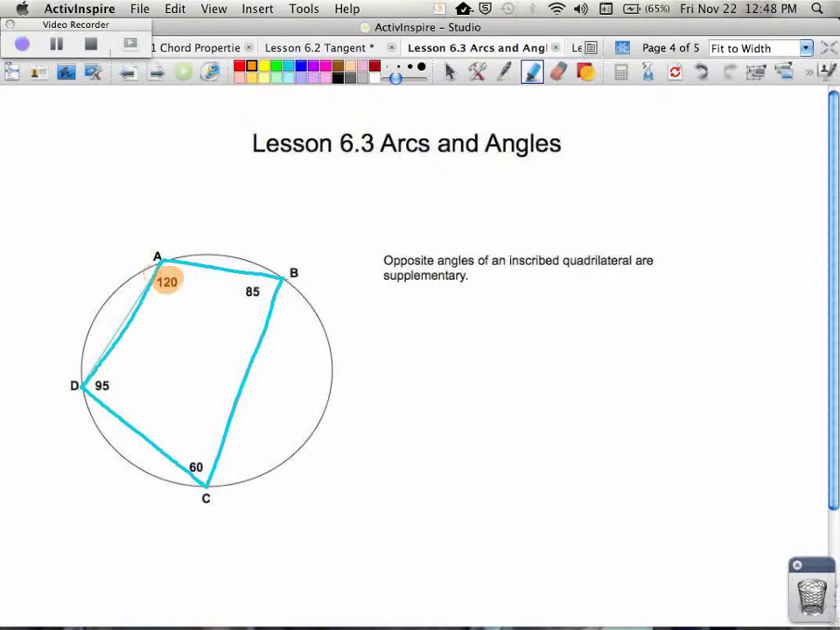So look at angle A, 120 degrees. Look at angle C, 60 degrees. Those total up together, when you add them, to 180 degrees. That's what supplementary means. Also, if I look at the other two angles, angle D and angle B, I see that these are opposite to each other and their total is 180 degrees, or in other words, they are supplementary as well. So opposite angles of an inscribed quadrilateral are supplementary, or in other words, they total 180 degrees.